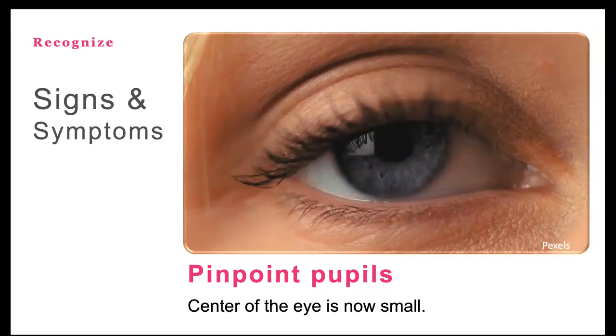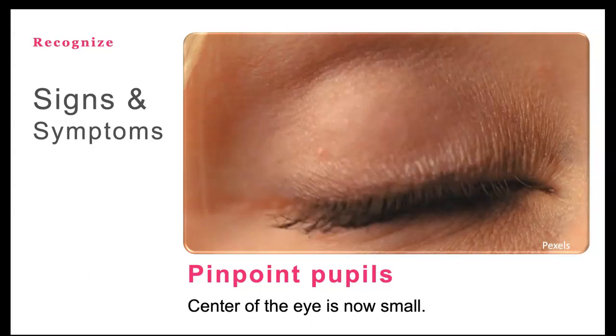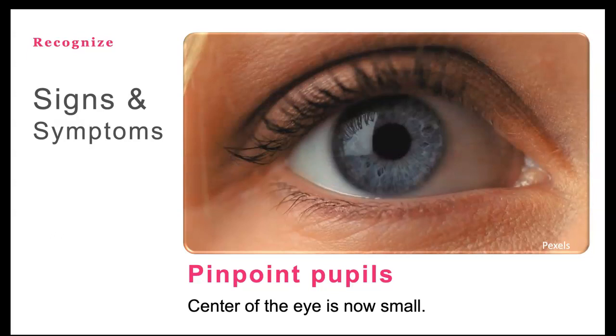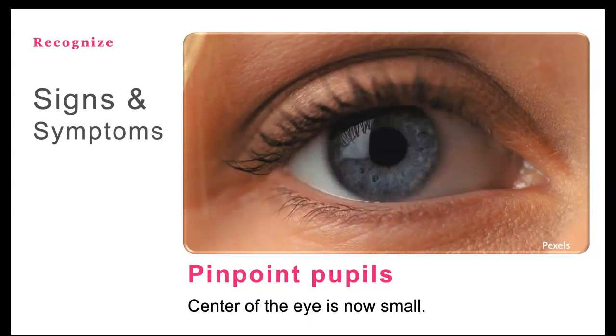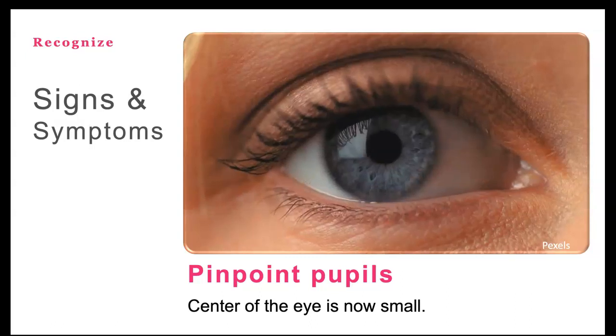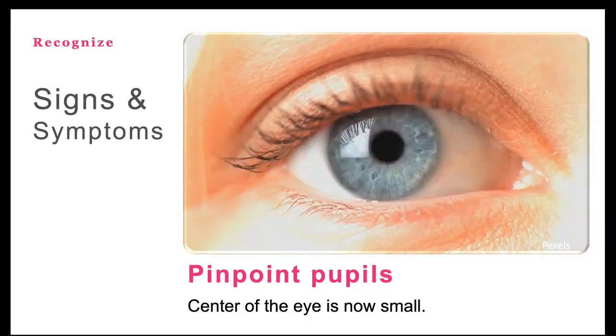Pinpoint pupils. What is a pupil? The black center of your eye is the pupil. If you're around someone, look at the center of their eye. Have them cover that eye with their hand, and then watch that pupil as they move their hand away. The center part of the eye changes in size with light. When someone is experiencing an opioid overdose, the center pupil will be very small or pinpoint in size.